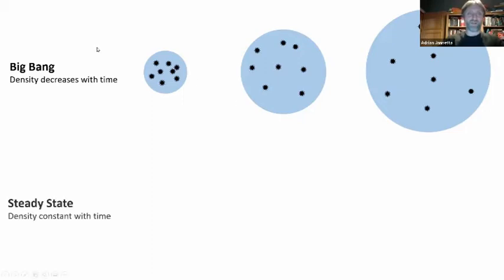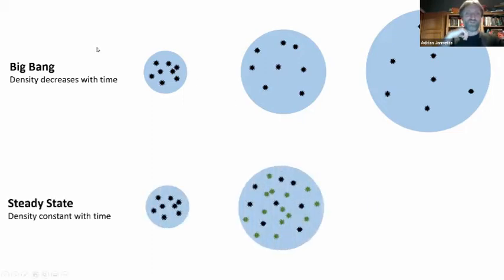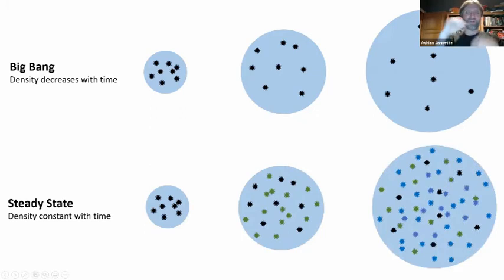Steady state theory says the universe, actually, you might have a region of the universe that gets bigger and bigger, but if you create new material within it, the density stays constant. One of the reasons why Hoyle preferred this theory over the Big Bang theory as well is that it's an extension of this cosmological principle.